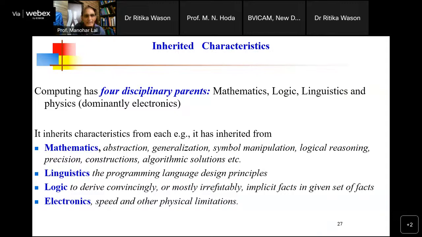Inherited characteristics, which is the next topic, as I mentioned already, that computing has four parents. Mathematics, from which it inherits abstraction, generalization, symbolic manipulation, logical reasoning, precision, construction, etc. Linguistics, the programming language design principles. Logic, to derive convincingly or mostly irrefutable implicit facts in given data. In the data, there is something hidden, which is very useful, very important. However, it is logic which extracts it. It is used particularly in knowledge discovery, but otherwise in every branch of computer science and electronics.